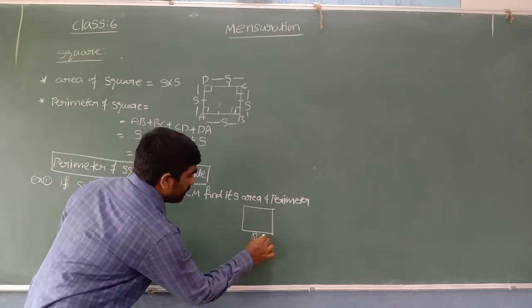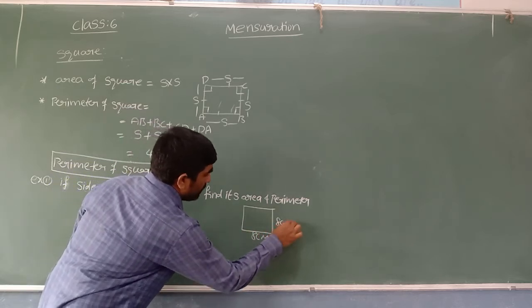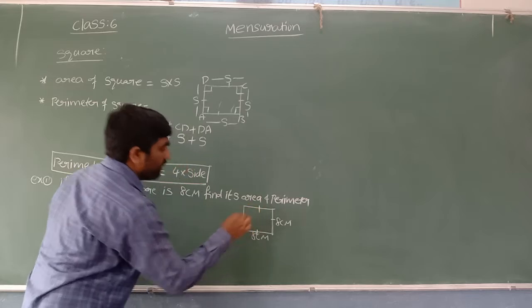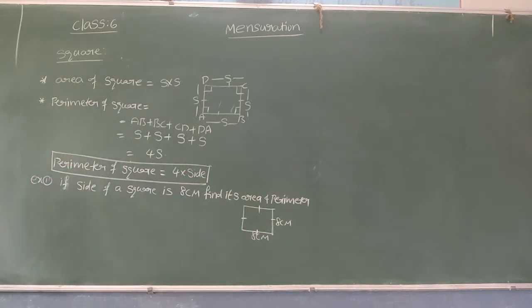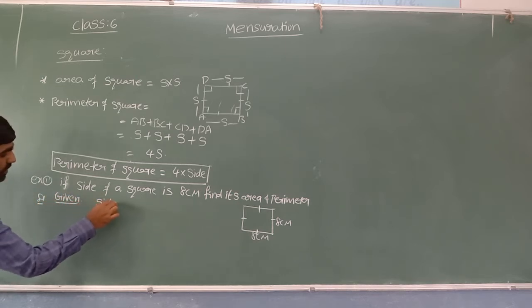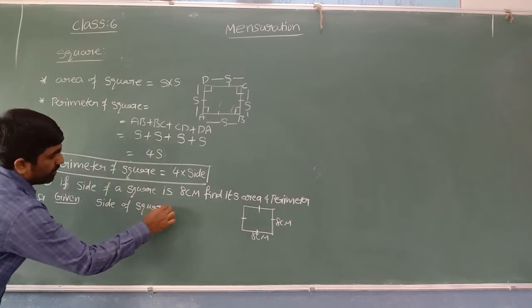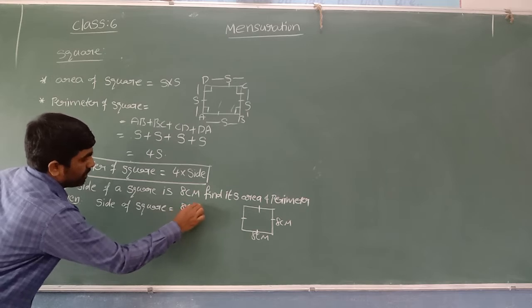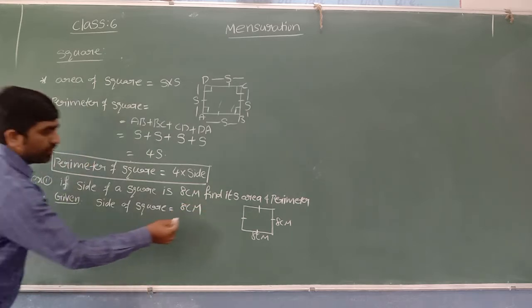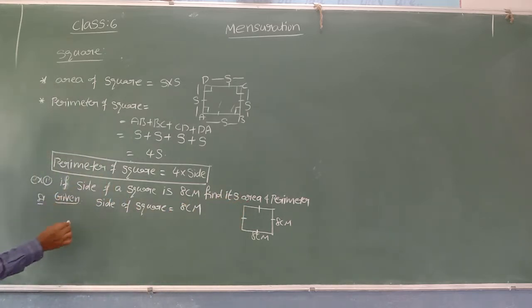This side is 8 centimeter, and this also 8. All the sides are how much? 8 centimeters. They ask us to find both area and perimeter. Let's see the solution. So we write the given data first. What have they given? Side of a square. Given, side of a square is equal to 8 centimeter.